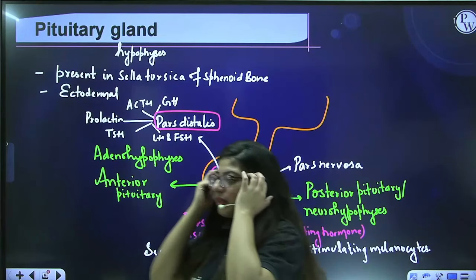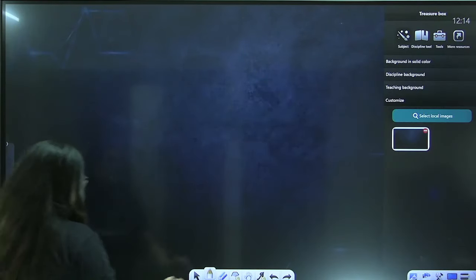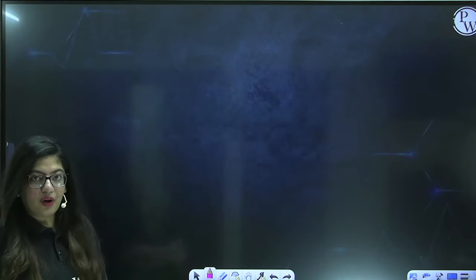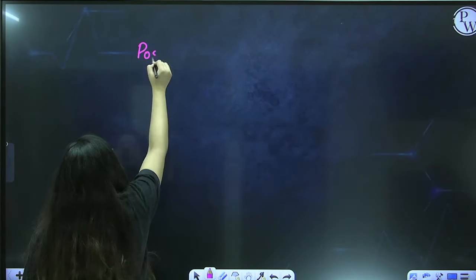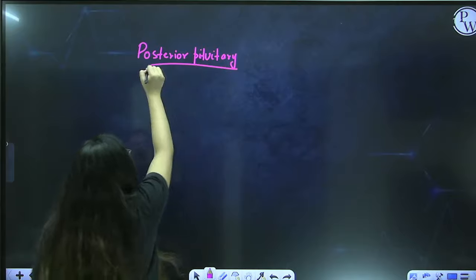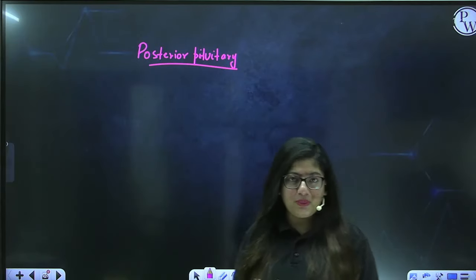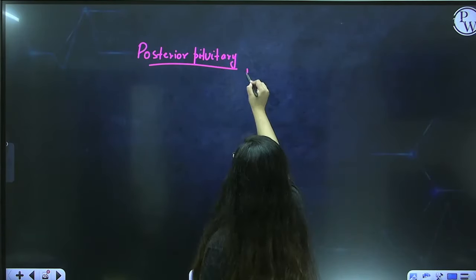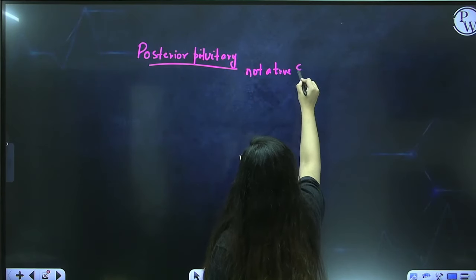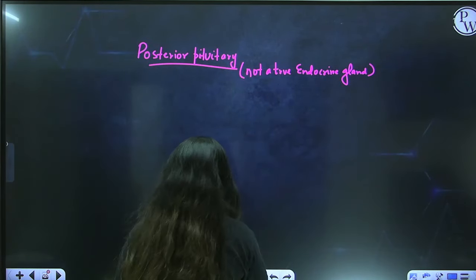All right, guys. So now let's talk about the hormones of posterior pituitary first. So what are the various hormones of posterior pituitary? So posterior pituitary or the neurohypophysis does not have its own hormones. So we call it not a true endocrine gland. Why? Because it's not secreting its hormone. It's just storing the hormones of the hypothalamus, right? So it's not a true endocrine gland.